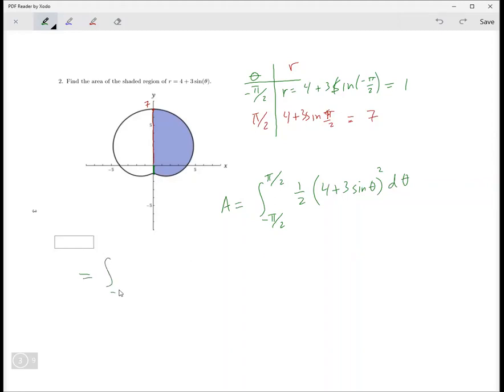Okay, so let's go ahead and come down here. Usually, a lot of times when you're dealing with sine and cosine, you can just go from 0 to pi over 2 and double it, but you definitely can't do that here because this area here is much less than this one. Okay, so I'll go ahead and square all this. And I have 16 plus, multiply this, that's 12 times 2, that's 24 sine theta. And then the last one squared is 9 sine squared theta.